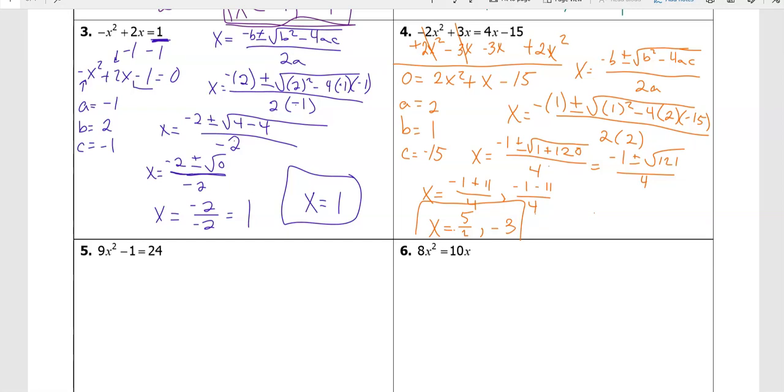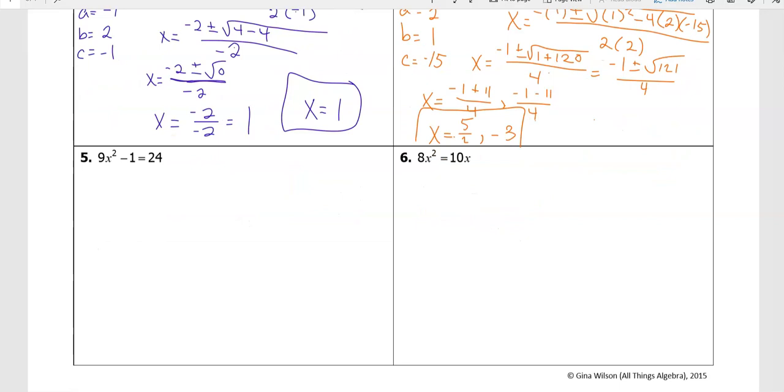All right, number 5. It also has something on both sides. So I'm going to go ahead and move this 24 over to the other side so that my right side can be 0. And so my new equation, after I subtract 24 from both sides, is going to be 9x squared minus 25 equals 0. All right, so what this tells us, this one does not have a b term.